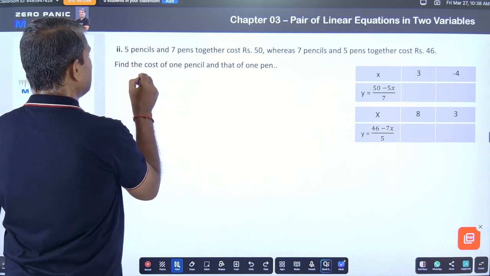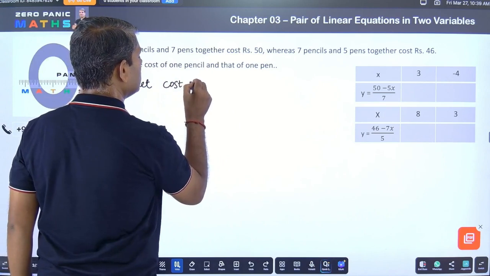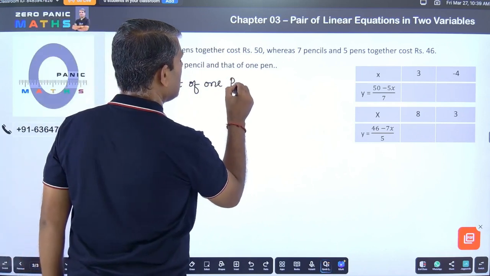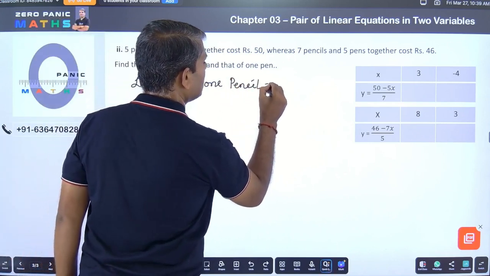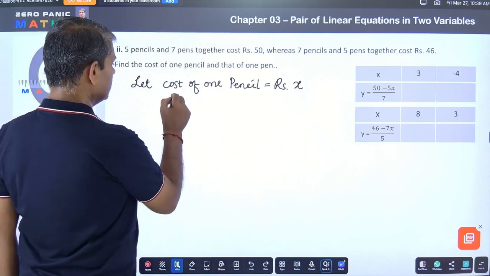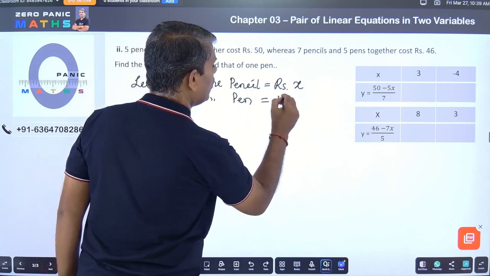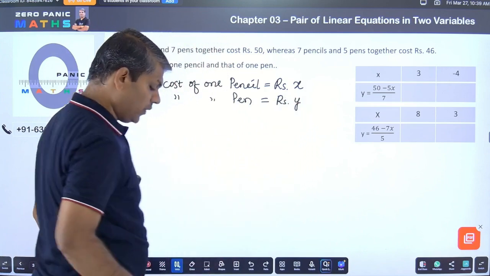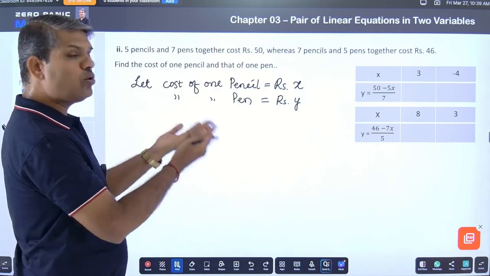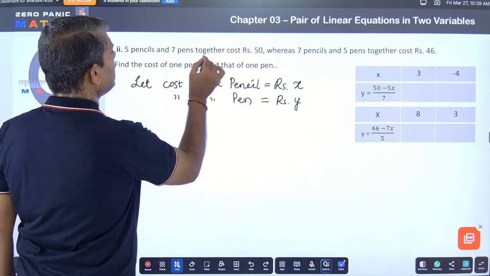Okay, start. Let cost of one pencil be rupees x. Similarly, cost of one pen is equal to rupees y. These are the two variables required in our pair of linear equations. Now, how to frame the linear equations? For this we are given two inputs.